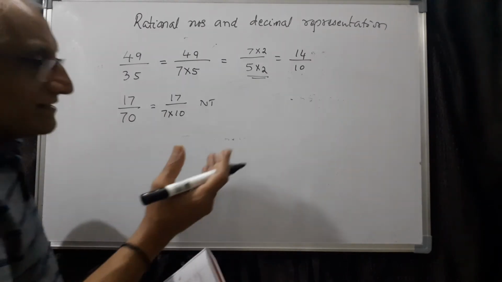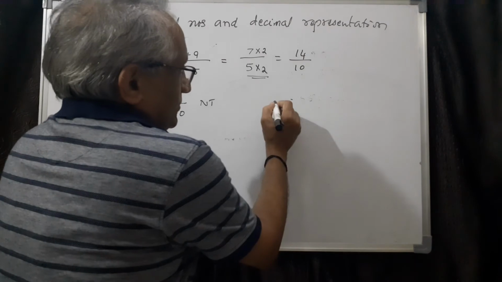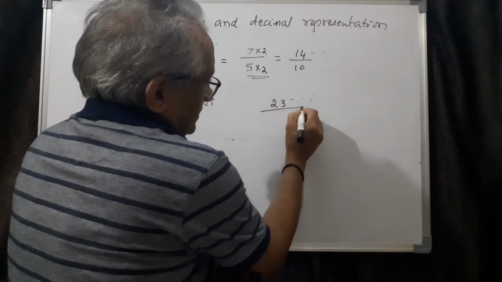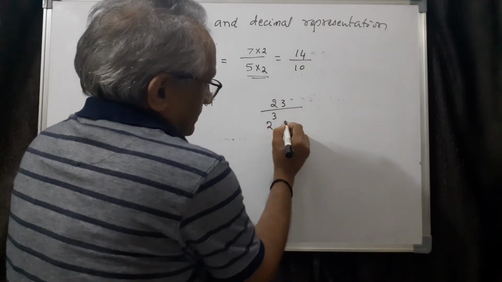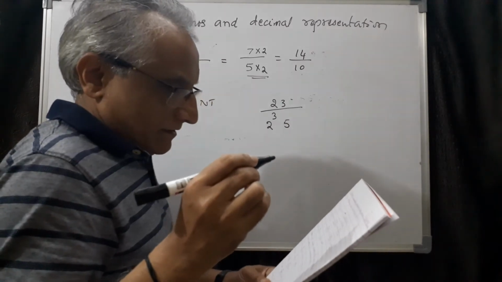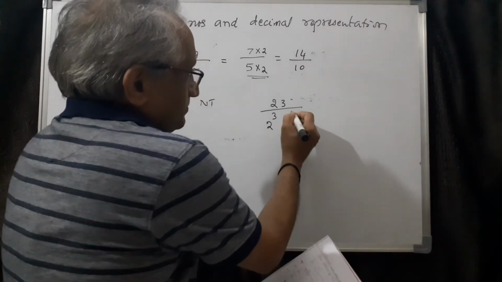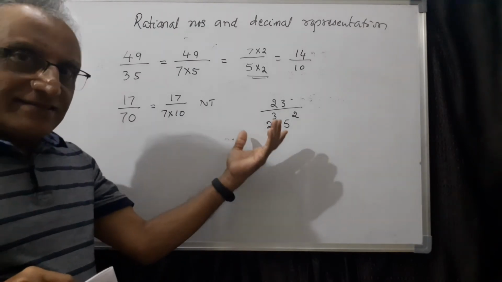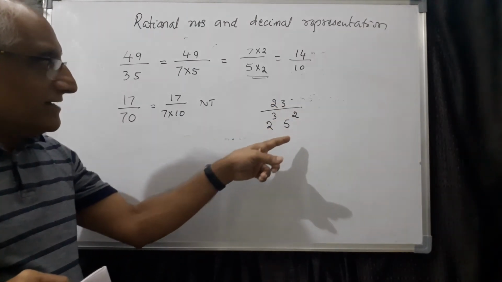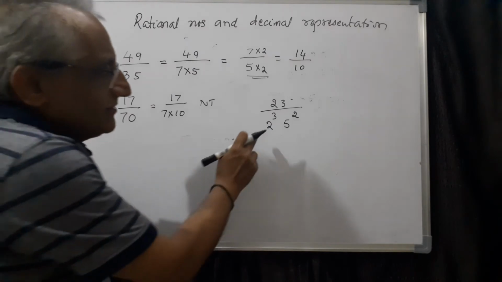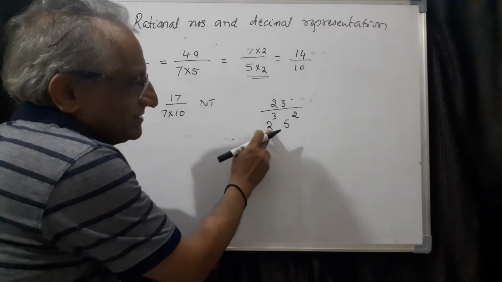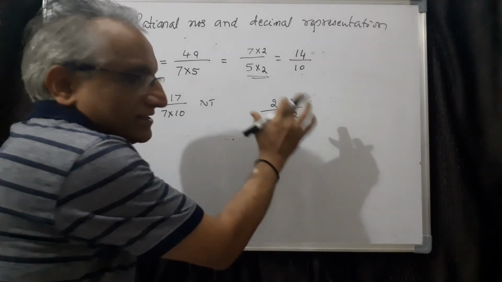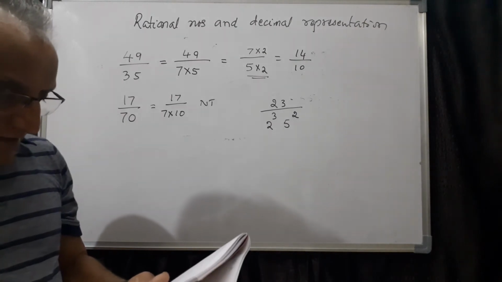Similarly here, there are direct questions also. Say 23 divided by 2 power 3, 5 power, say, 2. This question is given as exercise, whether it is terminating or non-terminating. It is terminating because the denominator is already expressed in terms of 2 and 5. So it is terminating decimal expression.